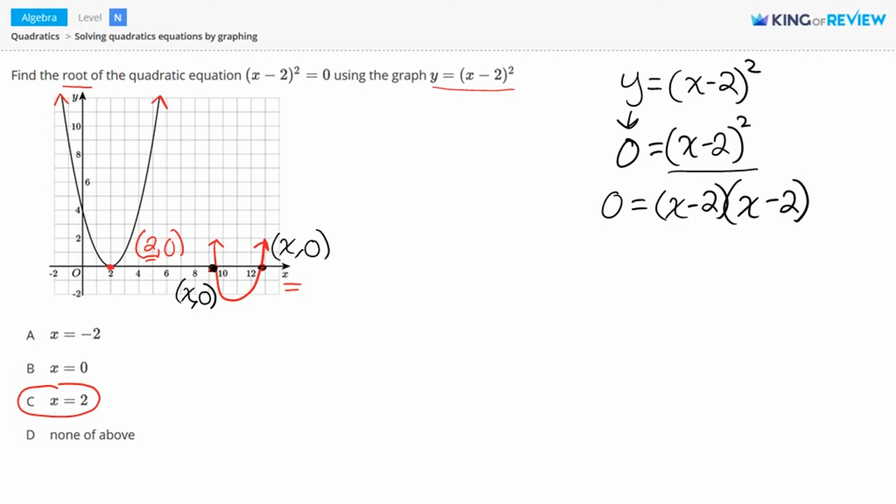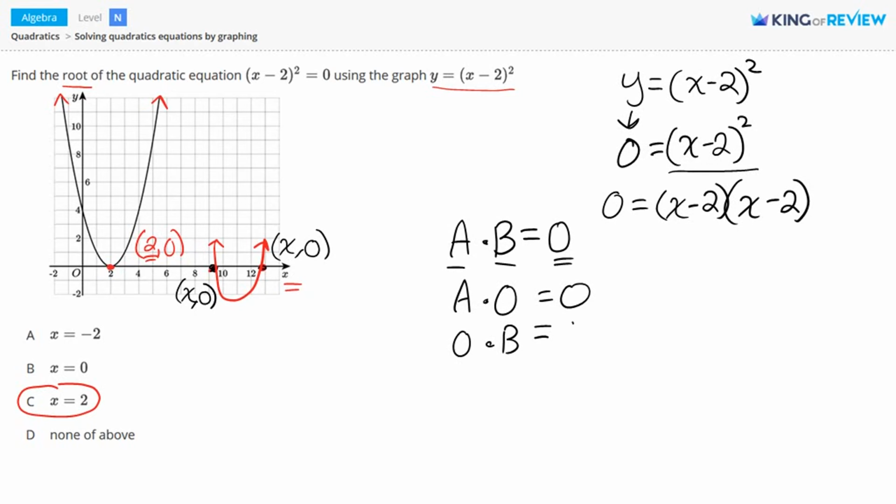Now let's think about the zero product property. If we have two numbers, let's call them a and b, and if we multiply them together and get 0, that means that either a or b must have been 0 in order to get 0 for the answer. So we could have had a times 0 equals 0, or 0 times b equals 0. Applying that to our problem, if I set either of these two terms equal to 0, I'll get 0 for the answer here. Since these terms are the same, we only need to write them down once.